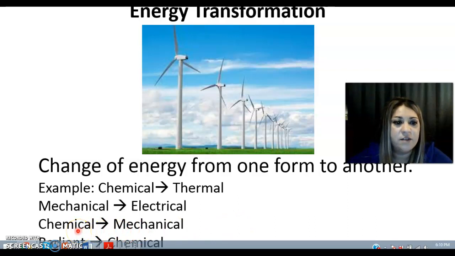The next one that we have is chemical energy. Again, when you take in fruits and vegetables in your food that you eat, and then you go run at recess or PE, then that energy is then transformed to mechanical energy when you begin to move. And then again, we have radiant to chemical.